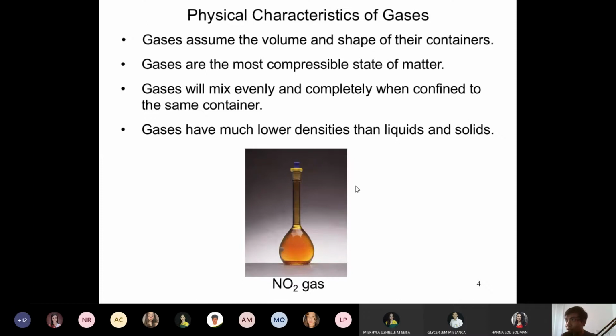Gases also have lower densities compared to liquids and solids. Why? Because of the volume. Remember the formula for density? That's mass over volume. So when you have big volume, ano mangyari sa density? The density will be low. Bababa yung density. Why? Because the relationship between density and volume is inversely proportional. That means if mataas ang volume, malaki yung denominator, any number divided by a big denominator will give you a small quotient. So kapag malaki yung volume, mababa yung density.